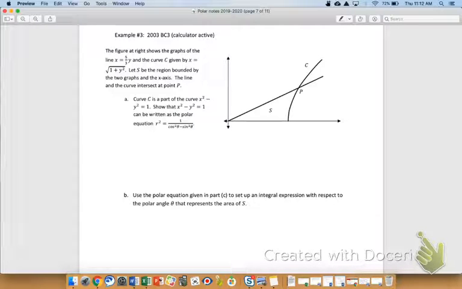B is an integral expression for the area of that region. So, have at it. Okay. It's common for there to be a polar question on the free response. It doesn't happen every single year, but it does happen fairly frequently.